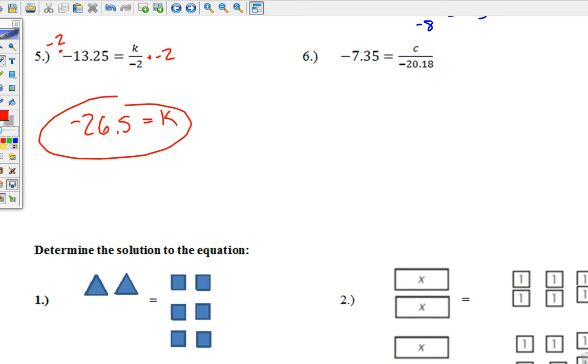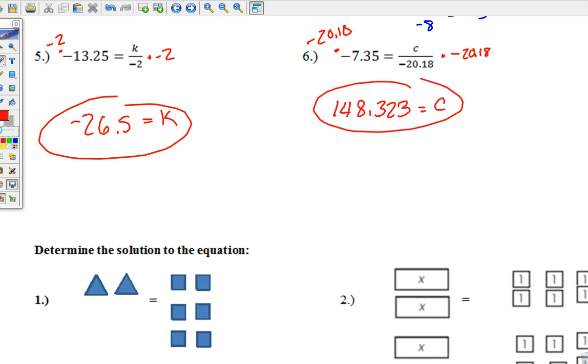Number 6. Same type of thing here. We're going to multiply by negative 20.18. So these can actually work out with fractions as well. And what we end up getting is 148.323 is equal to c. That'd be a good one to check there. Go ahead and get your answer divided by negative 20.18. Make sure it works out. And it actually does. So that's something you can actually do on your calculator as well.